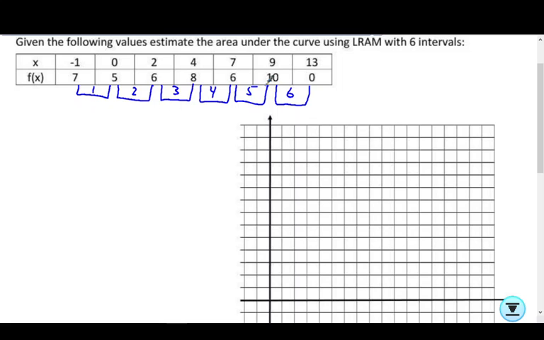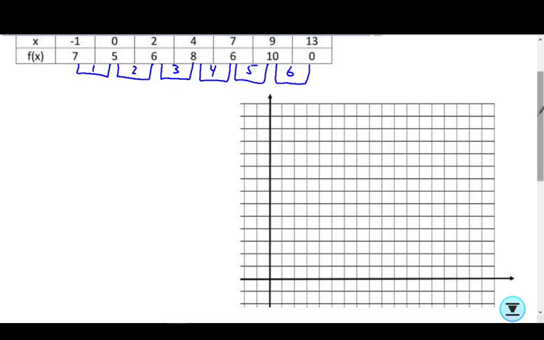Okay, so I'm going to graph these coordinates, just so that you can kind of see what it looks like. So this is 5, this is 10. So -1, 7, point right here, and 0, 5, right there, 2, 6, right there, 4, 8, so that puts it right there, 7, 7, and then 6, and then 9, 10, and then 13, 13, 0.